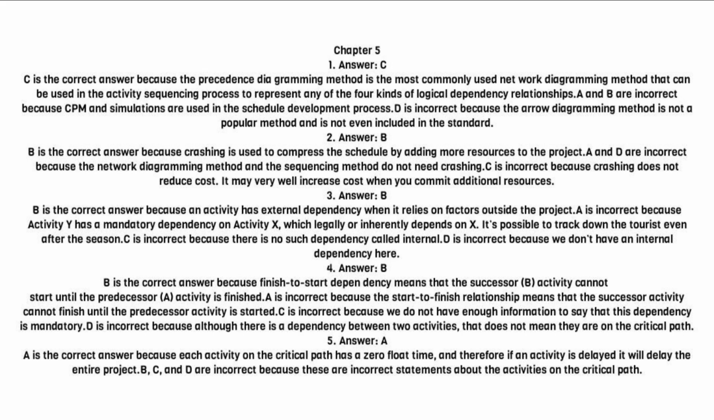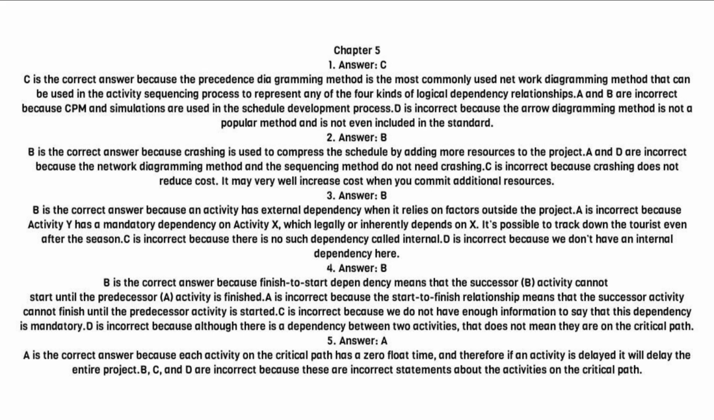standard. 2. Answer, B. B is the correct answer because crashing is used to compress the schedule by adding more resources to the project. A and D are incorrect because the network diagramming method and the sequencing method do not need crashing. C is incorrect because crashing does not reduce cost. It may very well increase cost when you commit additional resources.